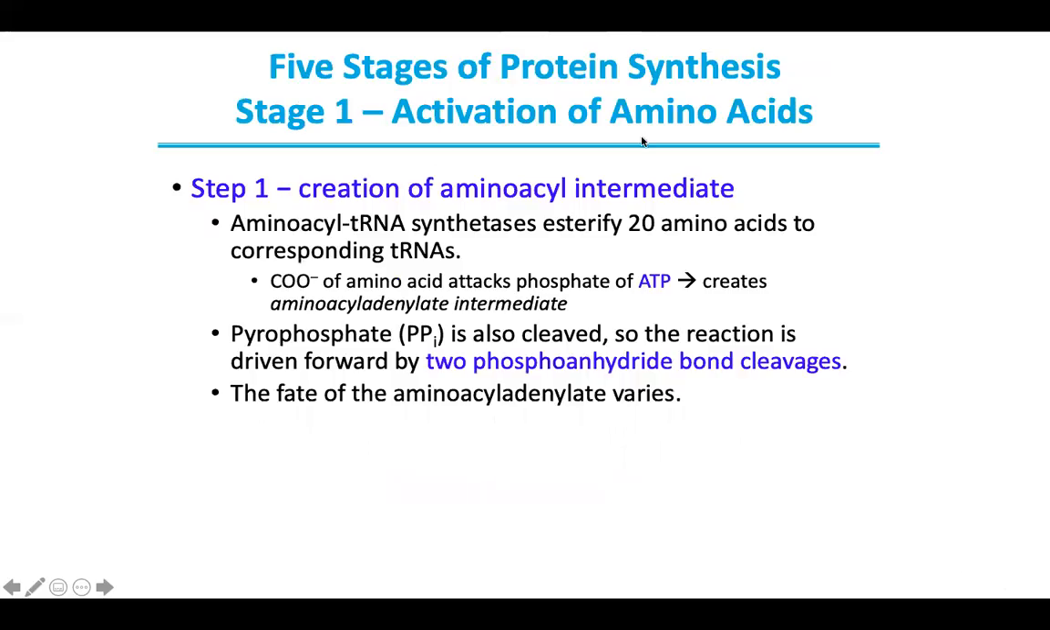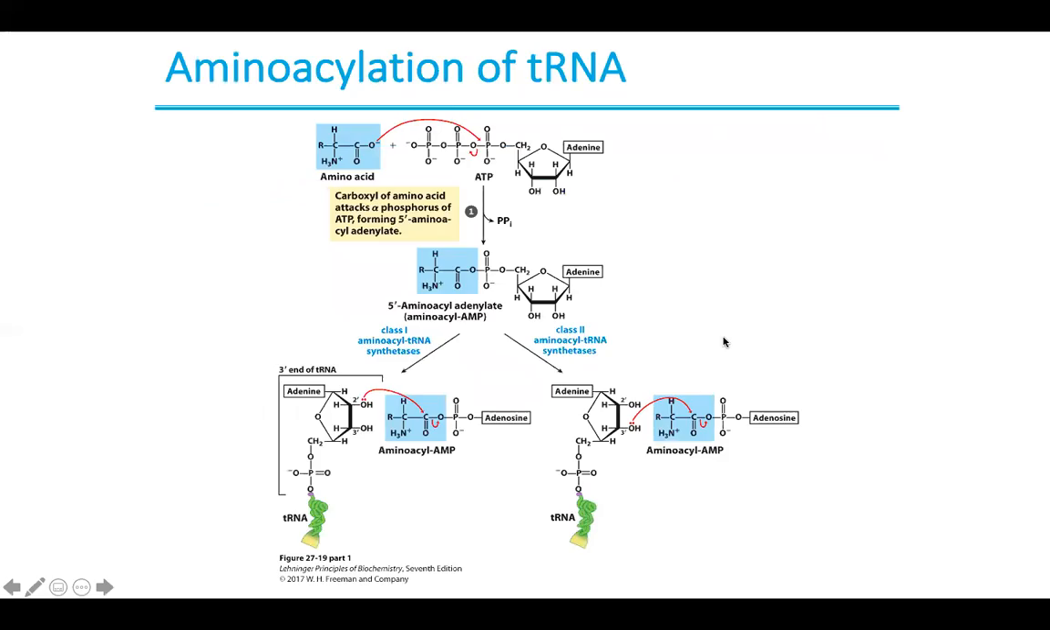Now let's discuss the individual stages of protein synthesis. Stage 1 is the activation of amino acids. In this step, there is the creation of an amino acid intermediate. The aminoacyl tRNA synthetases esterify the 20 amino acids to the corresponding tRNAs. It is this enzyme that is responsible for the binding of the amino acids to the tRNAs. The carboxyl group of the amino acid attacks the phosphate of ATP and creates an aminoacyl adenylate intermediate. A pyrophosphate is also cleaved, so the reaction is driven forward by 2 phosphoanhydride bond cleavages. And the fate of the aminoacyl adenylates varies.